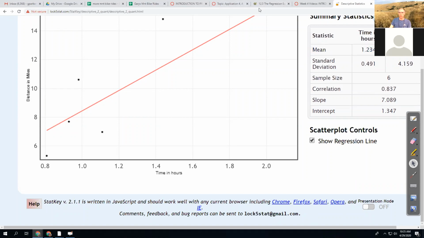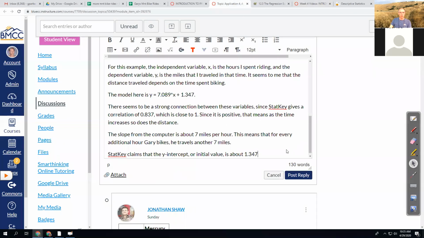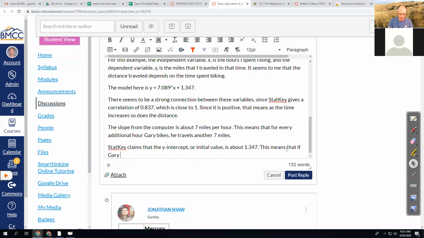So coming back, I'm ready to type something up about that. The y-intercept is 1.347. So this means that if Gary spends no time biking, he traveled 1.347 miles, because the y-intercept is the y value when x is 0.